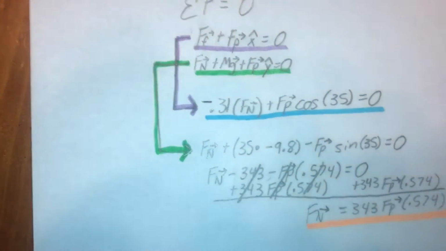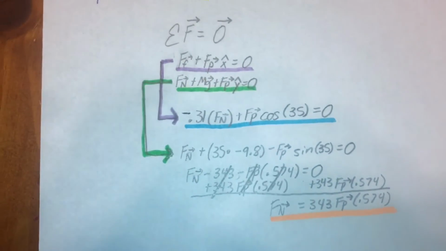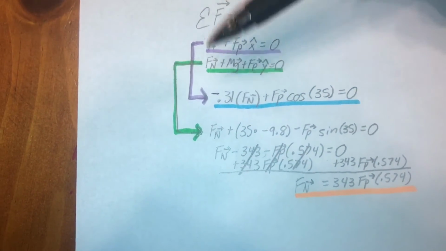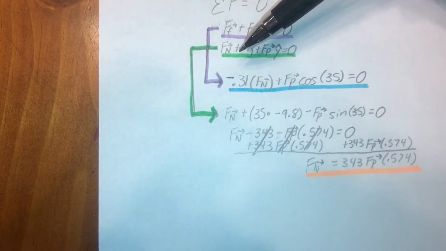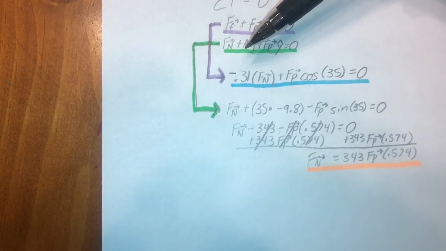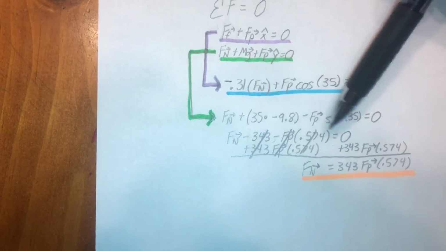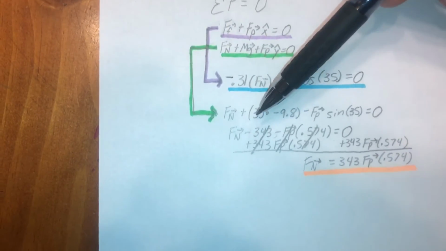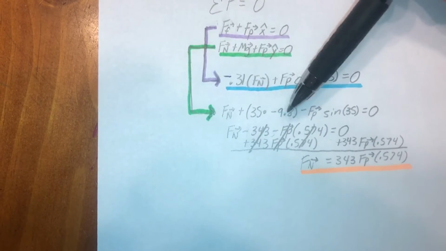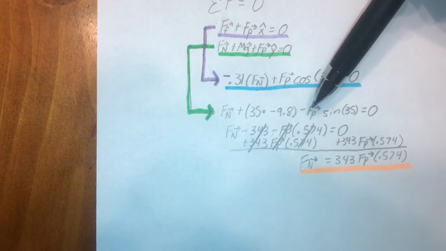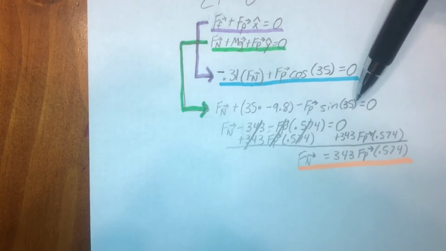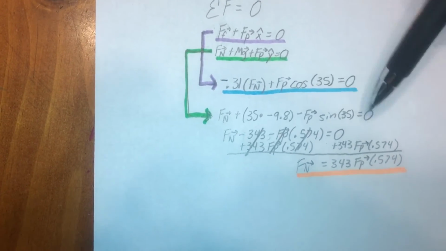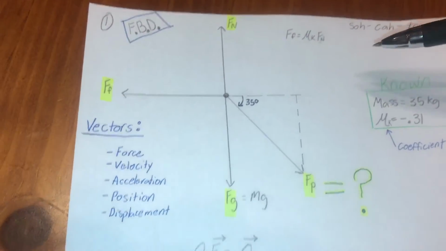Then I took my y equation and, let's see what I did. Okay, I also plugged in what I knew, and that gave me my normal force plus 35 times negative 9.8, which is the force of gravity, minus my pushing force sine 35 equals 0. I'm getting these 35s from the degrees using my trig functions.